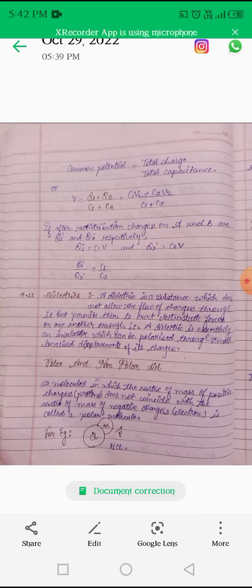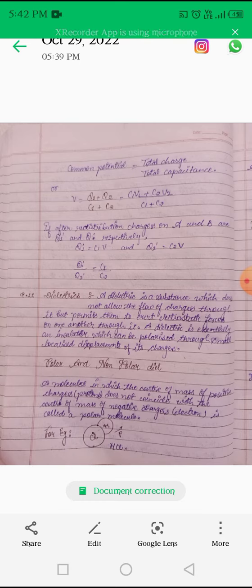Common potential equals total charge upon total capacitance, or V equals (Q1 plus Q2) upon (C1 plus C2), equals (C1 V1 plus C2 V2) upon (C1 plus C2). If after redistribution the charges on A and B are Q1 dash and Q2 dash respectively, Q1 dash equals C1 V and Q2 dash equals C2 V. Q1 dash upon Q2 dash equals C1 upon C2, V से V cancel.